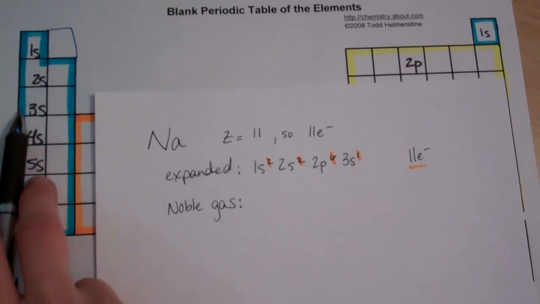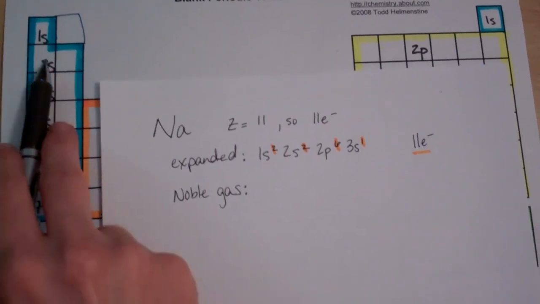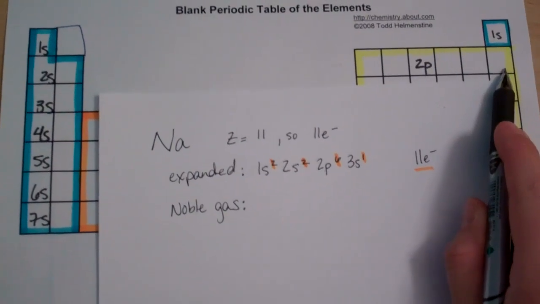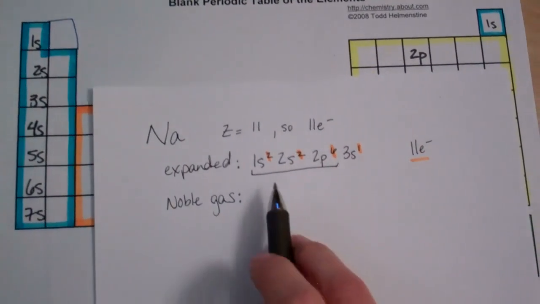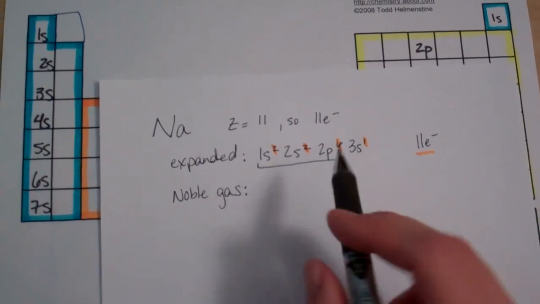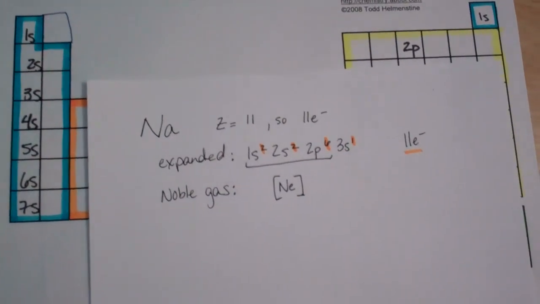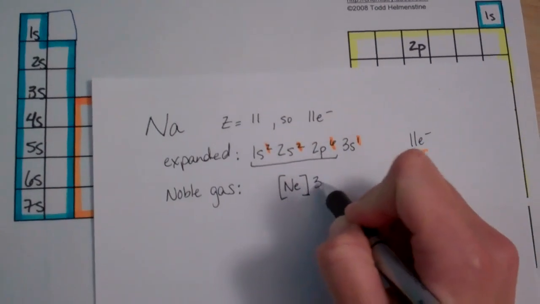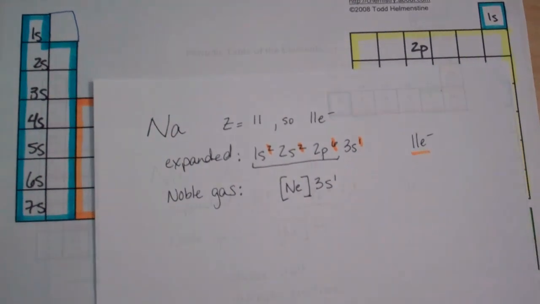So in the noble gas configuration, from sodium's place on the periodic table, we move up a row and all the way over to find the nearest noble gas. And for this, it's neon. So neon takes the place of 1s2, 2s2, 2p6. We put neon in brackets, and then whatever's left we write next to it. So the noble gas configuration is neon 3s1.